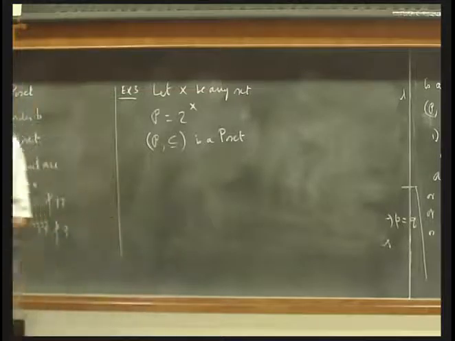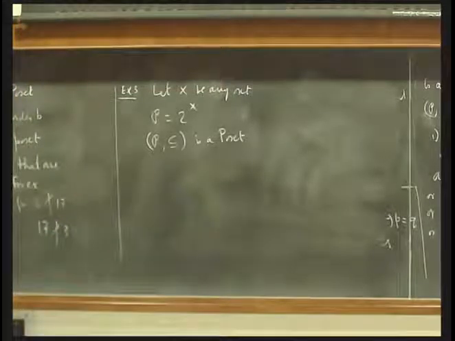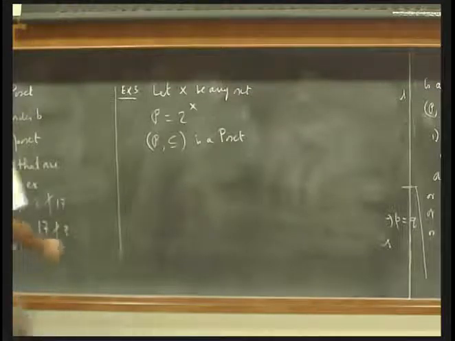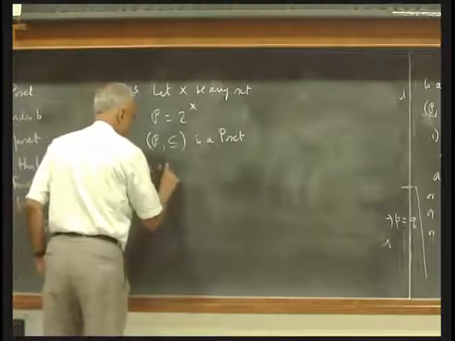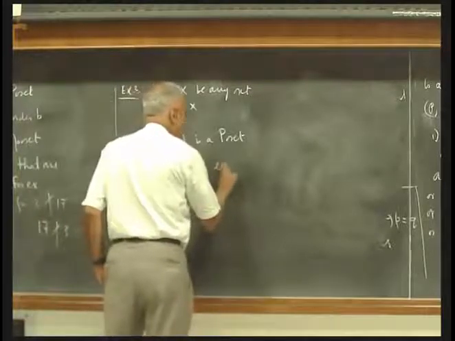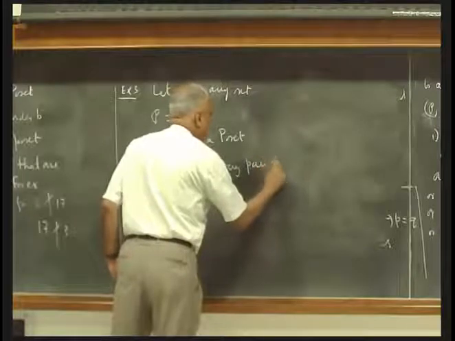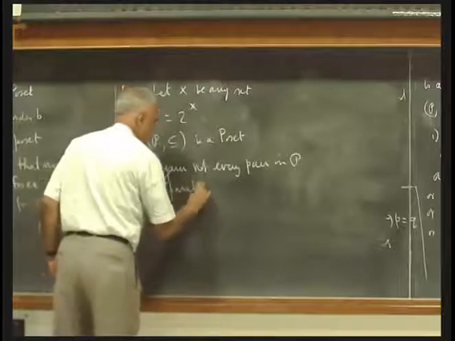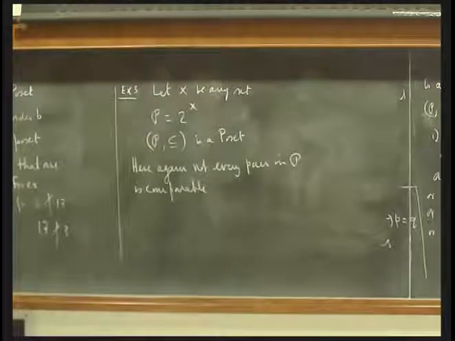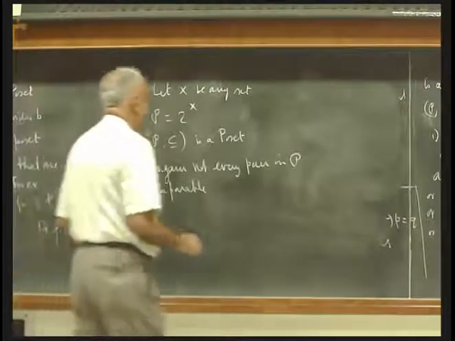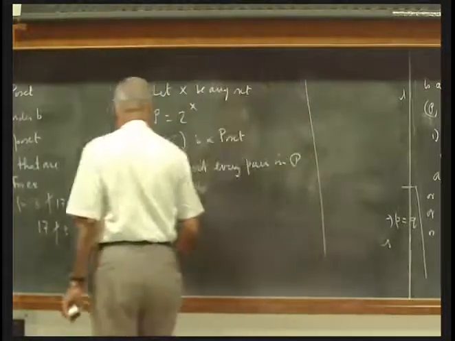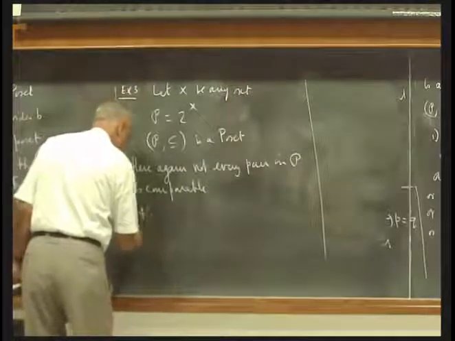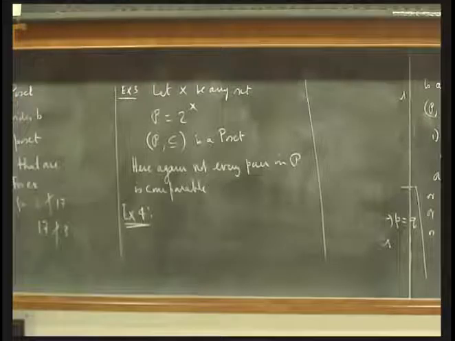Here again, you will see that given two subsets, it's not necessary that either one is contained in the other or vice versa. There may be some common portion and some non-common portion. So here again, not every pair in P is compared. In general, this is what will happen in a partial order: not necessarily all pairs are compared. All these examples I will keep on using.